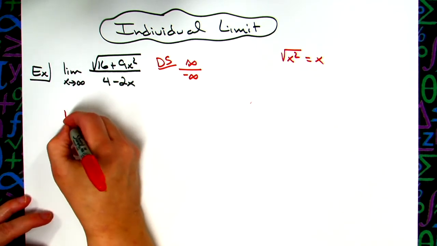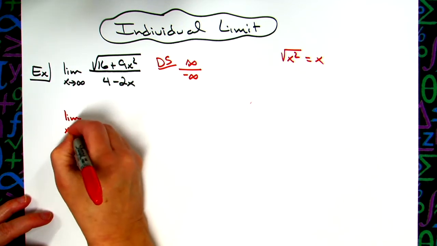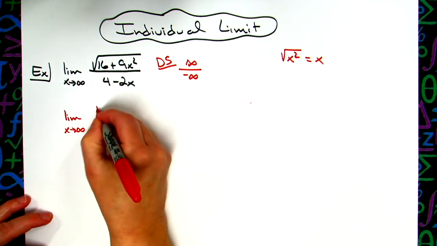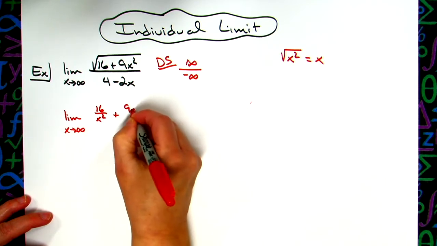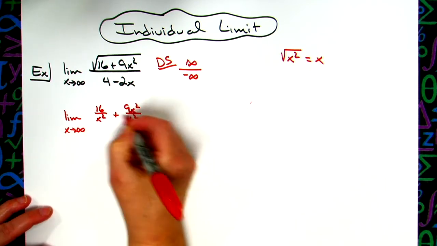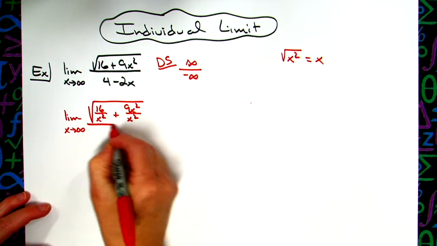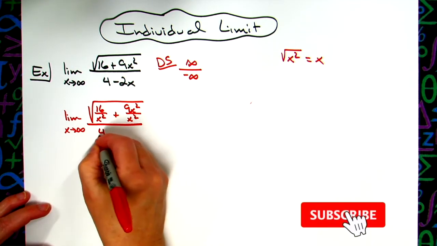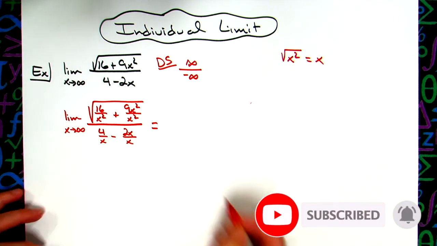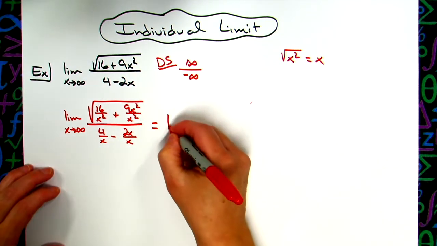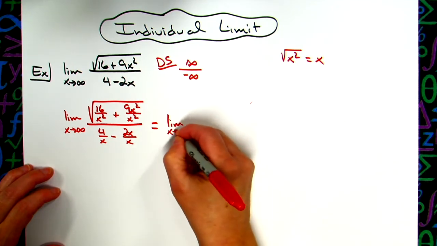So we're going to have here the limit as x approaches infinity. We'll have a 16 over an x squared plus a 9x squared all over an x squared underneath that radical in the top. In the denominator, we'll have a 4 over an x minus a 2x over an x. In our next step, all we're going to do is simplify, so we'll have the limit as x approaches infinity.